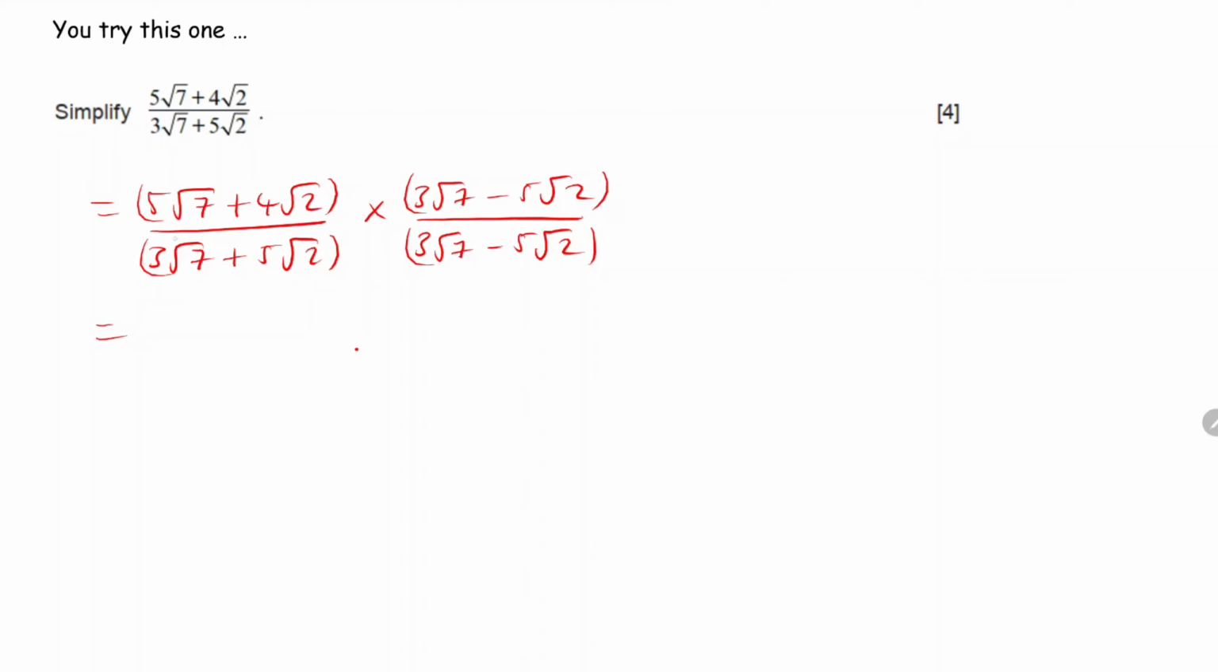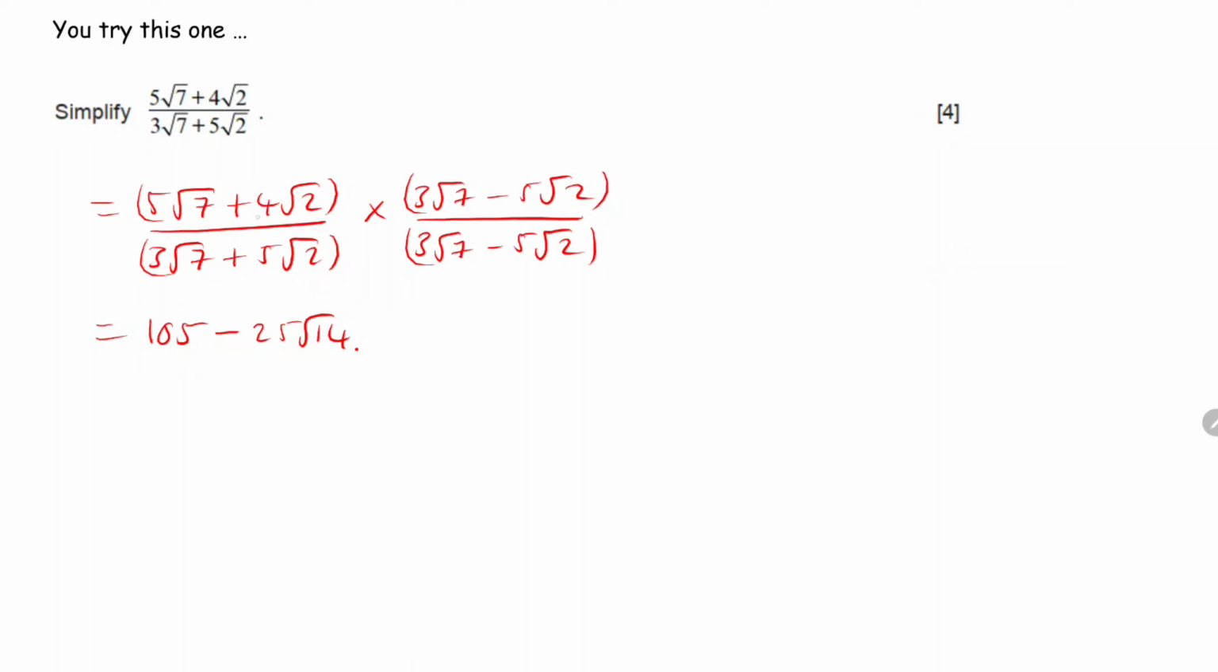Let's start that again. So 5 times 3 is 15. Root 7 times root 7 is 7. And 7 15s is 105. Outers, so 5 root 7 times minus 5 root 2. This will become 5 times minus 5 is minus 25, and then root 7 times root 2 becomes root 14. So it's minus 25 root 14.